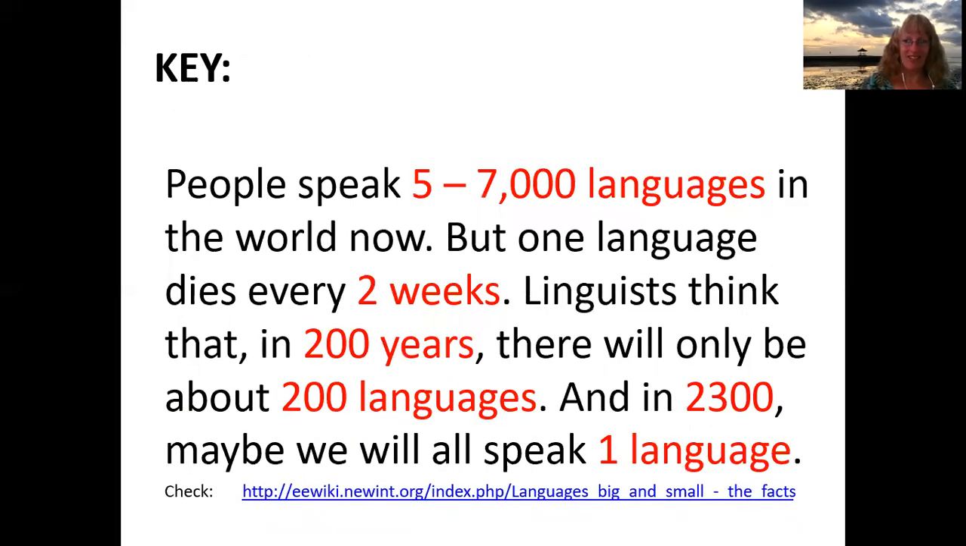These are the answers. Did you get them right? Amazing, isn't it? 5,000 to 7,000 languages now, but these are getting less. People are speaking fewer languages. The languages are dying, and maybe we'll only have one left if we don't do something about it. Let's read and speak and write more about this fascinating topic.